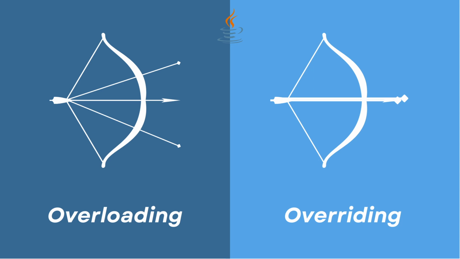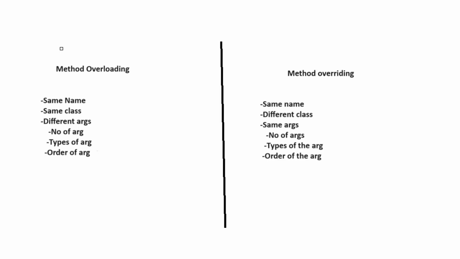Okay, without further delay, let's discuss. Method overriding means in a parent class we have a method and we redefine the same method in the child class. So it is used at the time of inheritance. That is called method overriding. You do not need to change the method arguments.